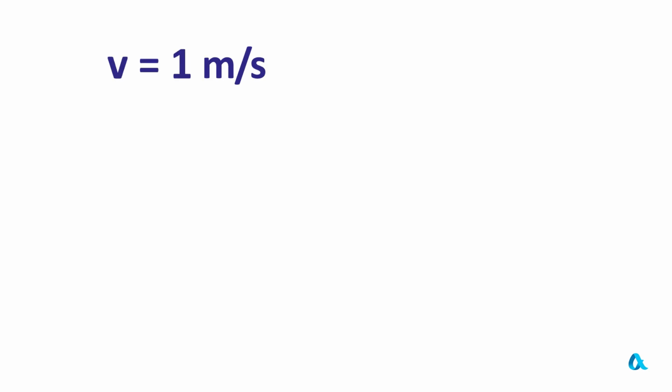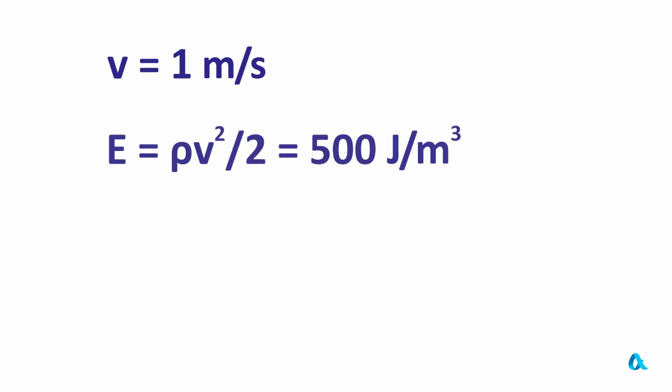So the water flow speed in the Ob River is around 1 meter per second, and the river is relatively calm. Now we need to take the energy density, ρV² divided by 2. So the density of water is 1,000 kilograms per cubic meter, multiplied by V² divided by 2, and we get 500 joules per cubic meter.